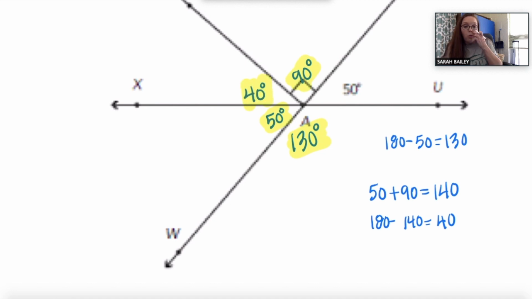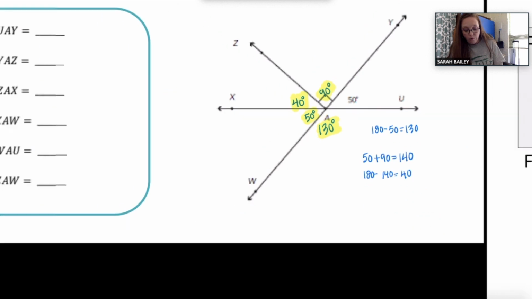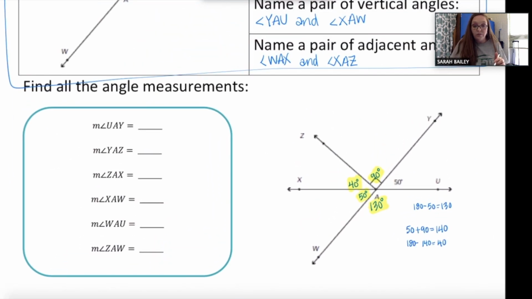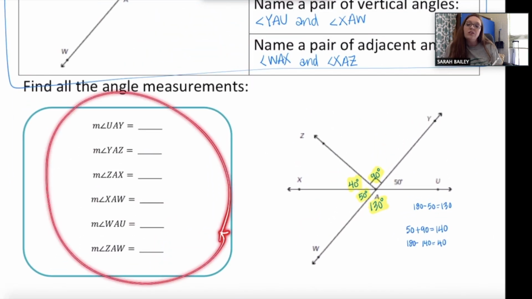Okay, so what I'm going to have you do now is pause the video and fill in this information here based on that diagram.